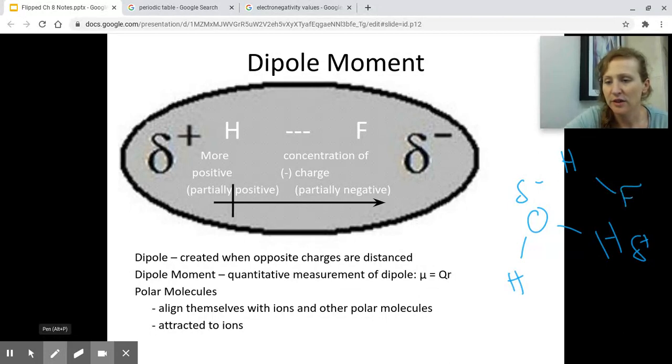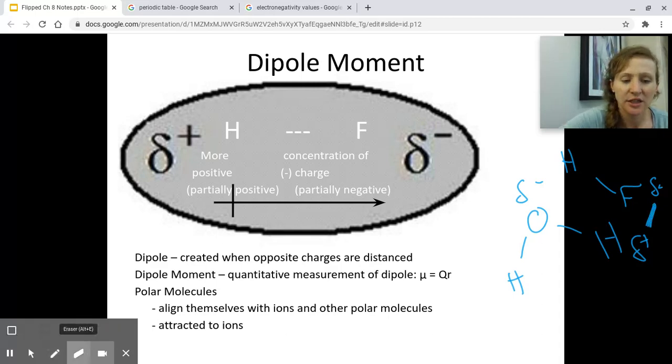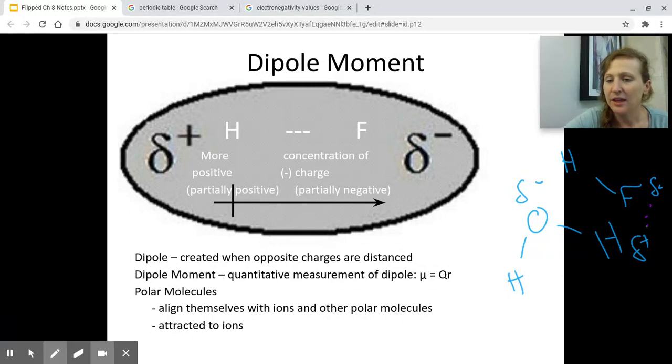HF, the F is partially negative. It's going to be attracted to hydrogen, which is partially positive. Here, I'll do it in a different color. And then our partially positive hydrogen here is going to be attracted to oxygen, which is partially negative.